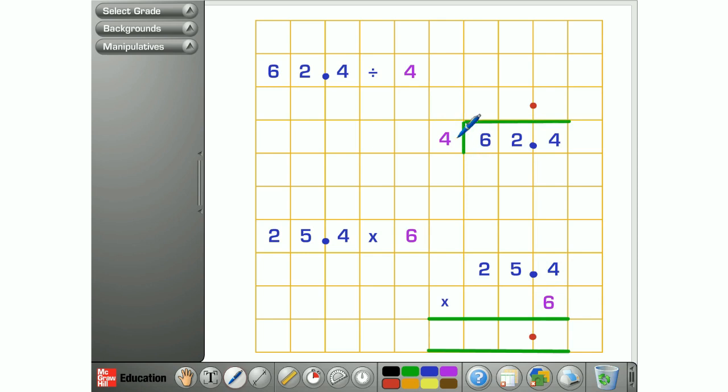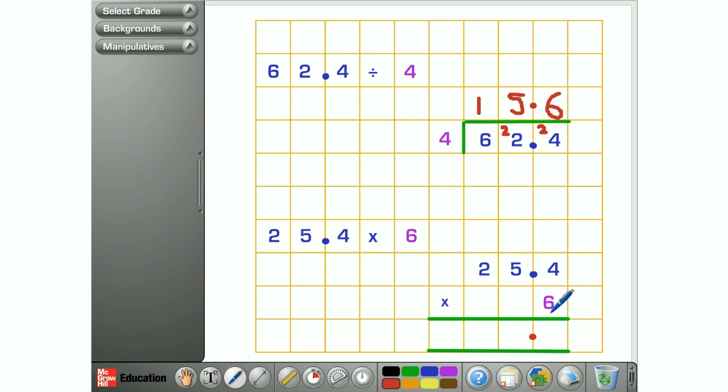But anyway, 4 into 6, that goes 1 time with 2 left over. 4 into 22, that goes 5 times with 2 left over again. And 4 into 24, that just goes 6 times. So the answer is 15.6.